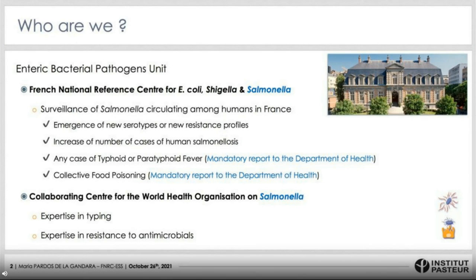And very important also, we have to report immediately to the Department of Health any case of typhoid or paratyphoid fever that we identify, as well as any collective food poisoning, which is when there are two or more patients with similar symptoms because of eating suspiciously the same food in more or less the same period of time. Another center that is important in this unit is the Collaborating Center for the World Health Organization on Salmonella, where we provide our expertise in typing as well as in resistance to antimicrobials.